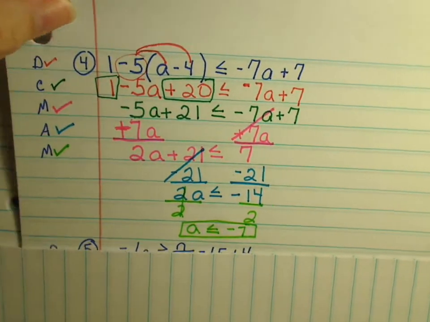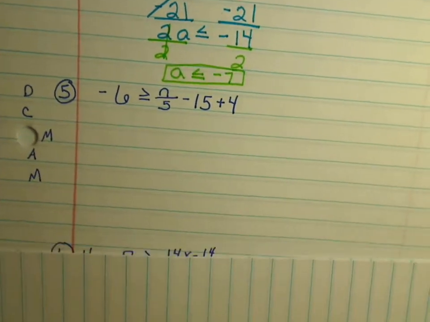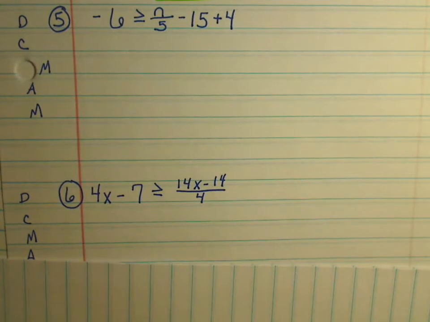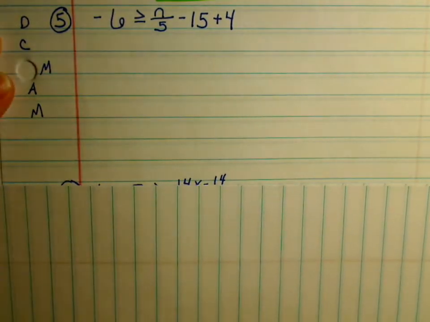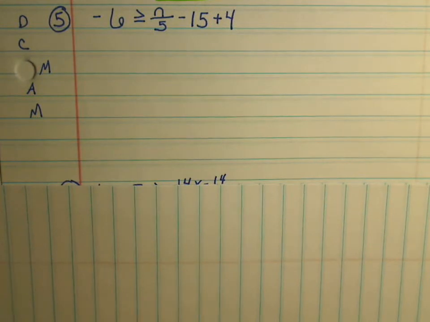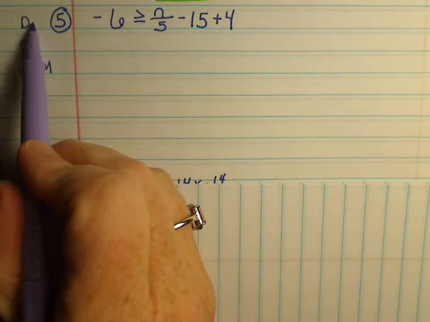Okay, 2 more problems and we'll be done. So let's look at this one. Okay, this is problem 5, and we once again want to follow our same steps. So first thing I'm going to do is the inverse of the distributive. Well, when I look at this problem, I don't have the distributive property because I don't have anything in parentheses. So I'm going to skip that.